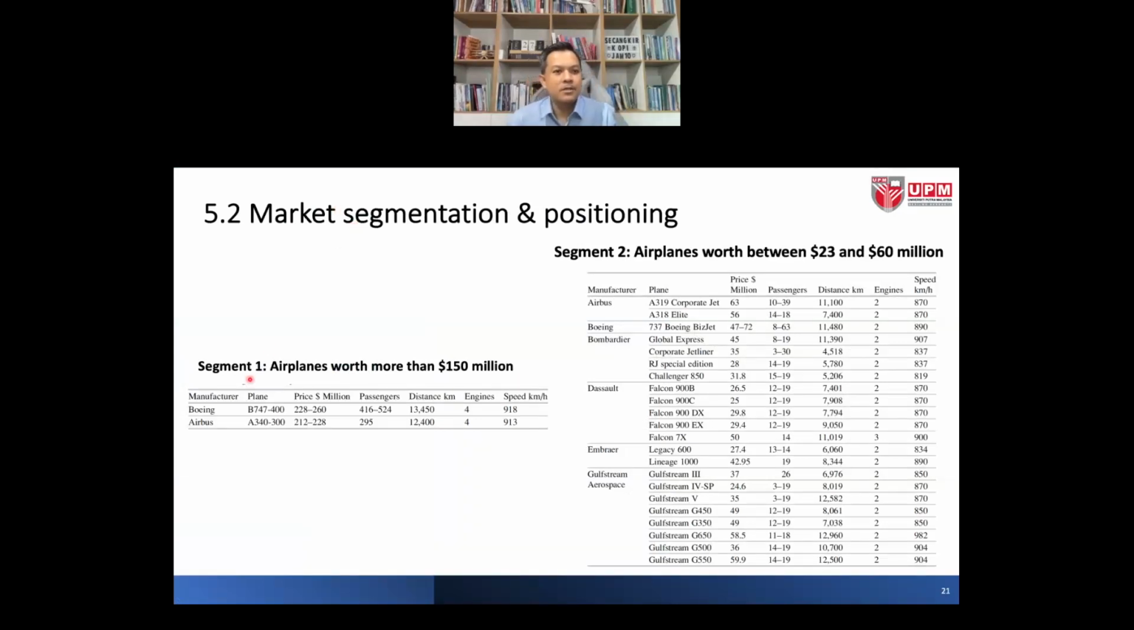In terms of market segment and positioning, for segment 1, airplanes worth more than 150 to 200 million, normally being compared to which carries more passengers, more distances, having 4 engines with a speed of around 900 kilometers per hour. So for airplanes worth between 23 to 60 million, these are the types of manufacturers: Airbus, Boeing, Bombardier, Dassault, and the rest. Okay, just for example, to show you that this is how the aerospace market is segmented.